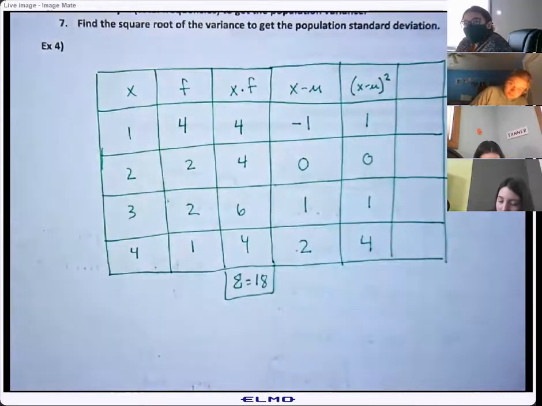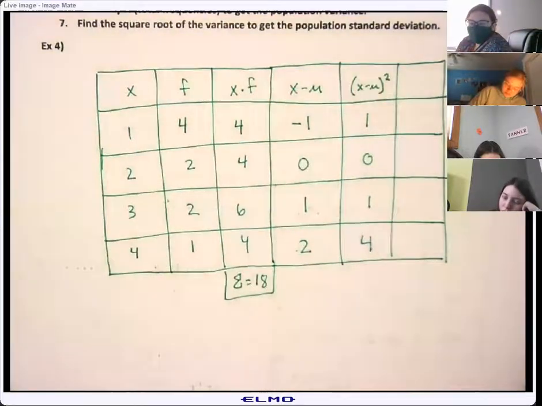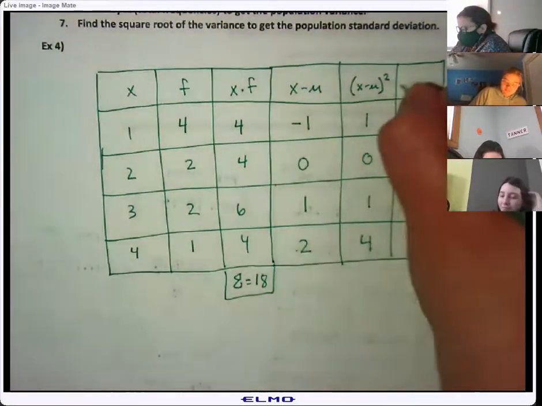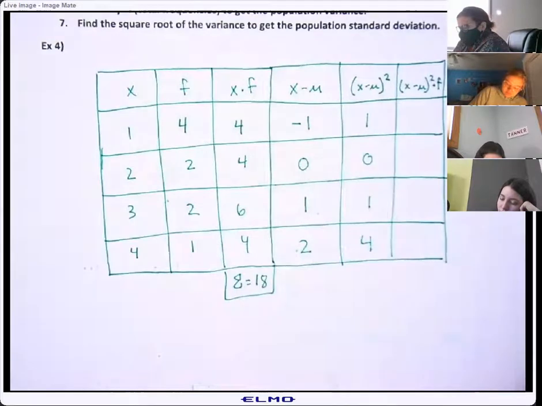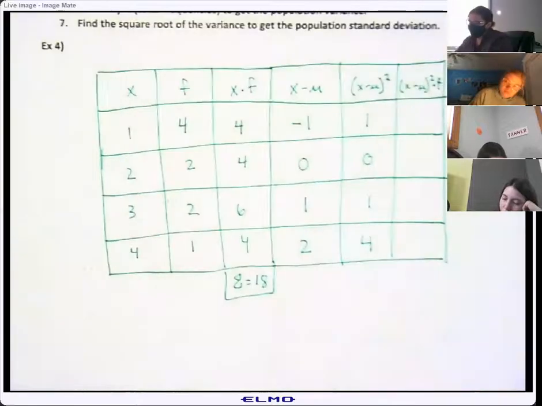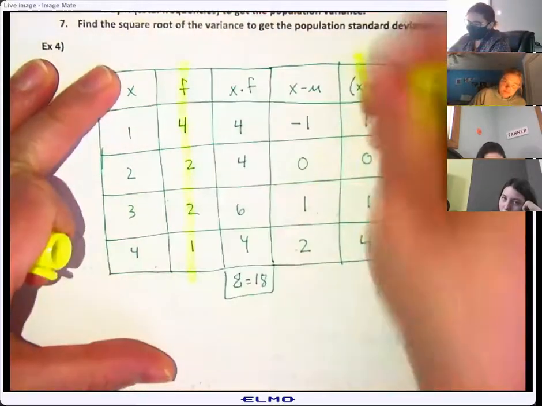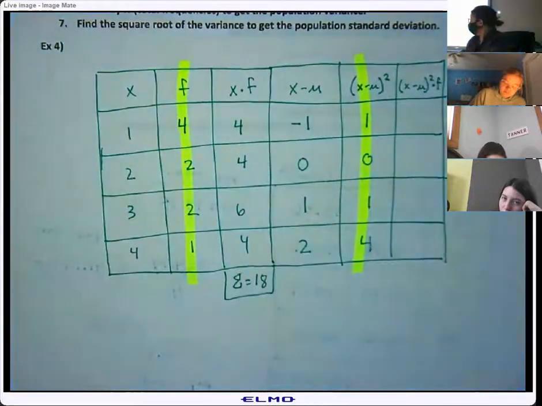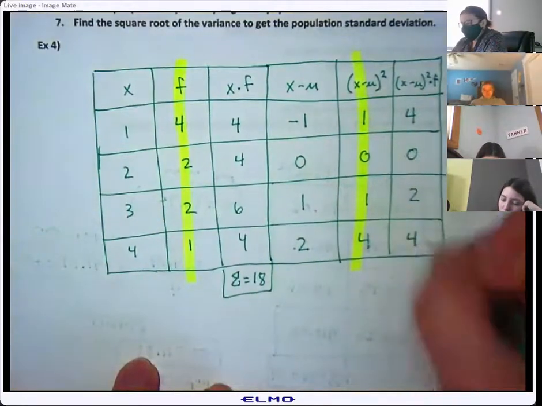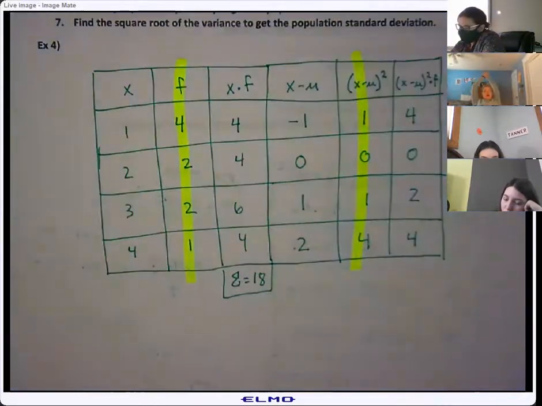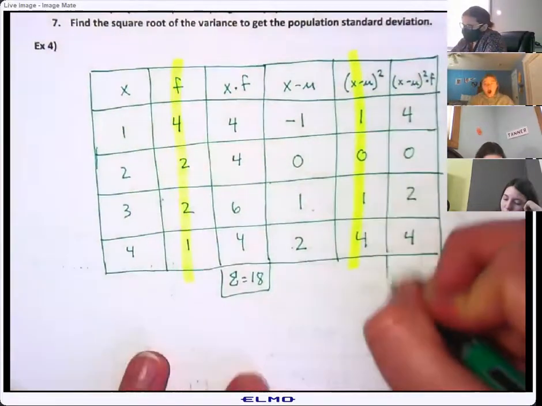Pretty easy data set. Anybody just blindly copy me there? And then we're like, oh, I guess I also know what one squared is. Okay, and then the last thing you have to do is you take that squared deviation and you multiply it by the frequency. So it's hard to keep your eye on the right column. We're taking this one times this one. Then we add them up.